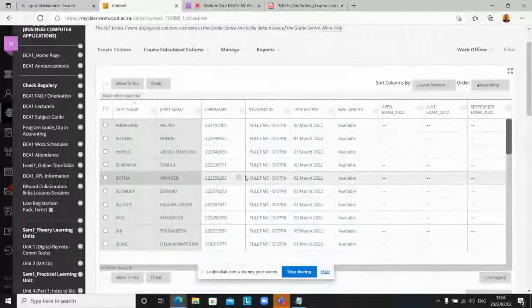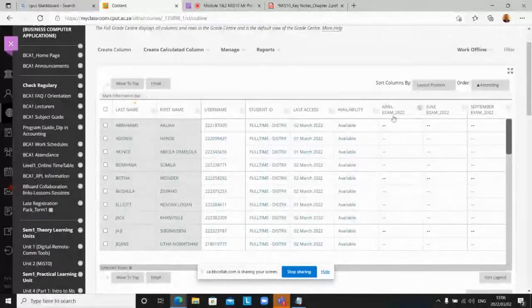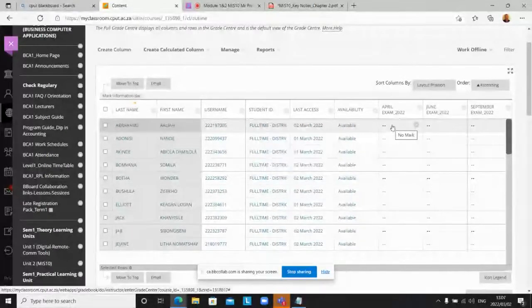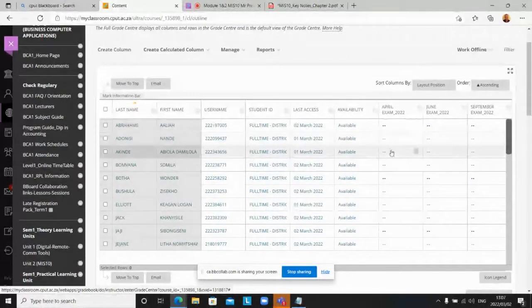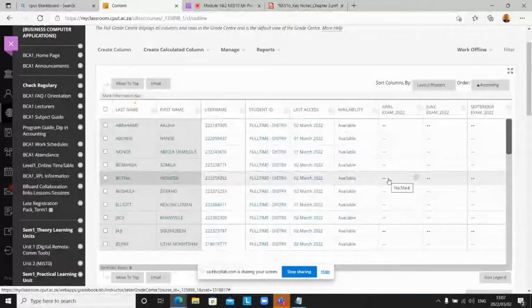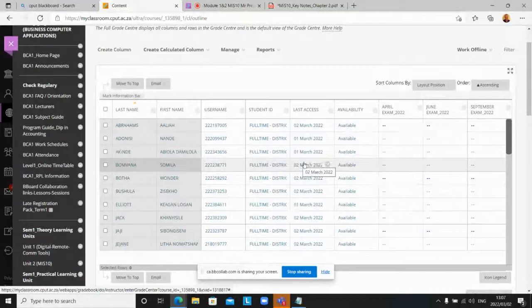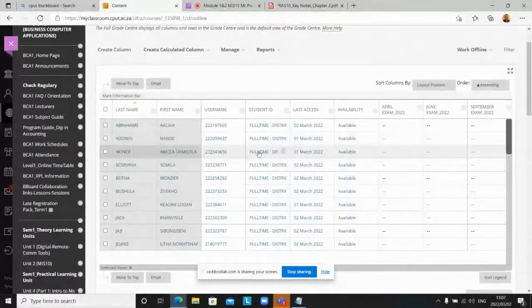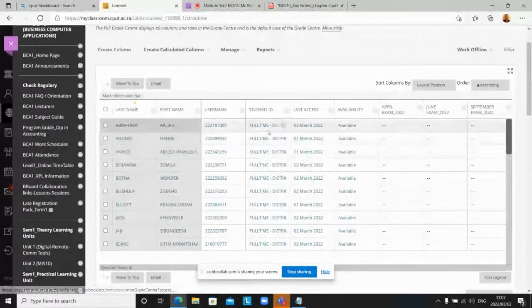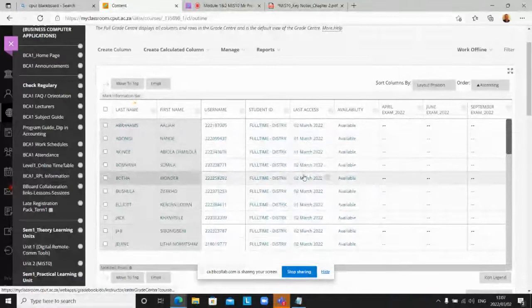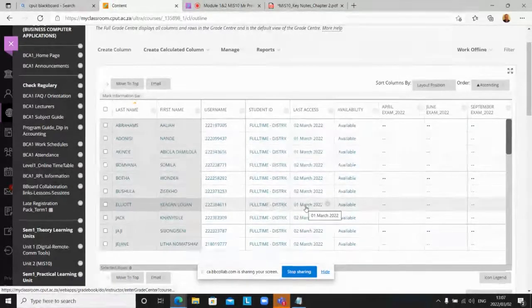Now you will see all the students over there. April exam. When you submit your April exam and you get that success, it will show you and show you. We get a little yellow circle we can download as lecturers. Students, also be aware, the lecturer can see when you last accessed Blackboard.